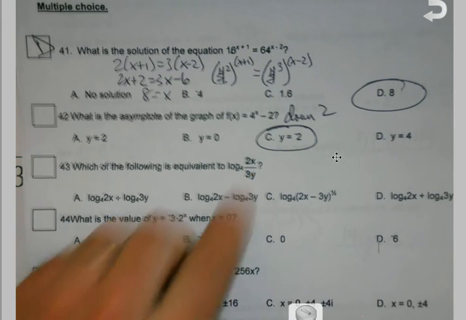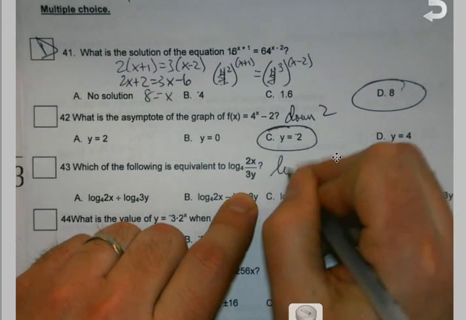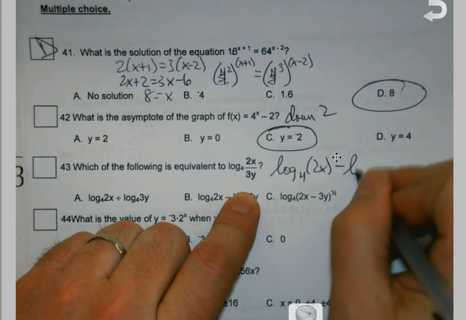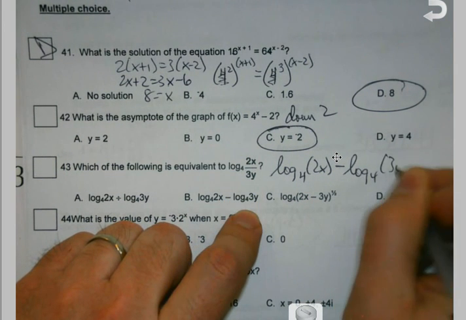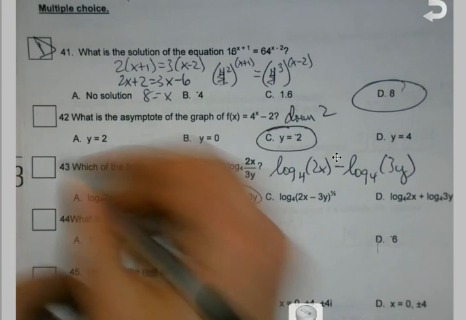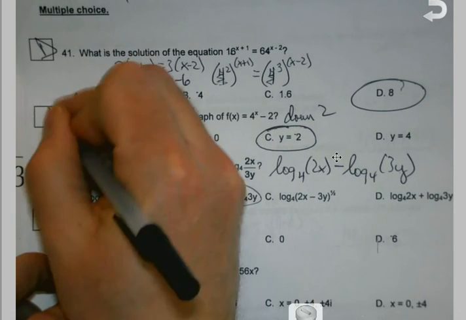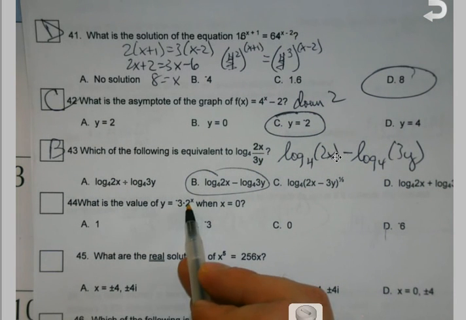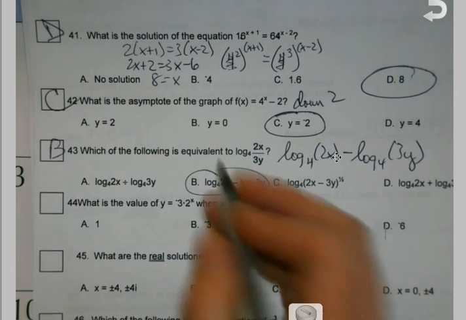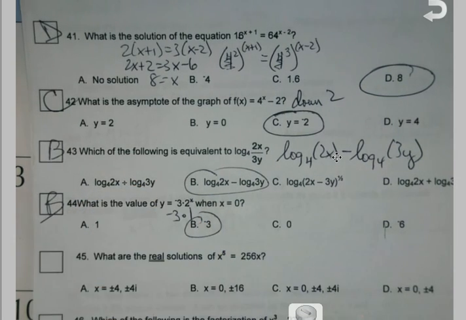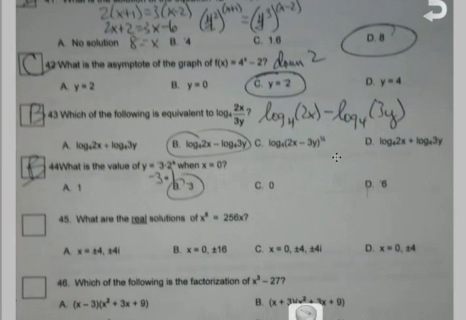Which of the following is equivalent? What does divide become? Divide becomes subtract. 2x minus 3. Winner, winner. Oops, I didn't put my letter in this last one. What's the value of this one? X equals 0. What's anything to the 0 power equal? 1. Negative 3 times 1 is negative 3. I'm just seeing if you pay attention to basics.